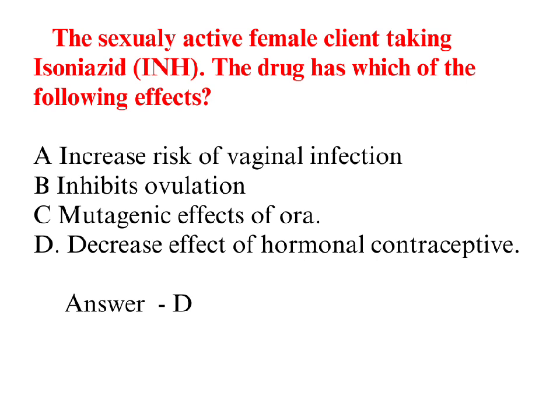First we will see the first answer. It increases vaginal infection. No, it's not the correct answer. B, it inhibits ovulation. No, that also is not correct. C, mutagenic effects of oral, meaning it acts as an oral contraceptive. No, that also is not correct. D, decrease the effect of hormonal contraceptive. Okay, D is the correct answer. It decreases the effects of hormonal contraceptives. So D is correct.